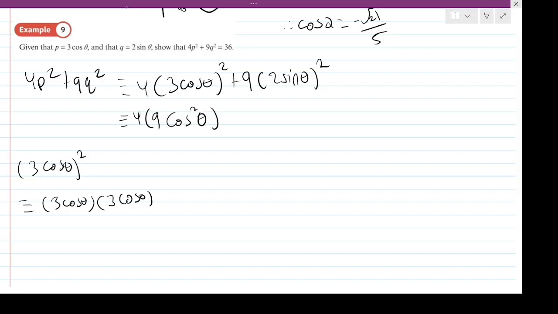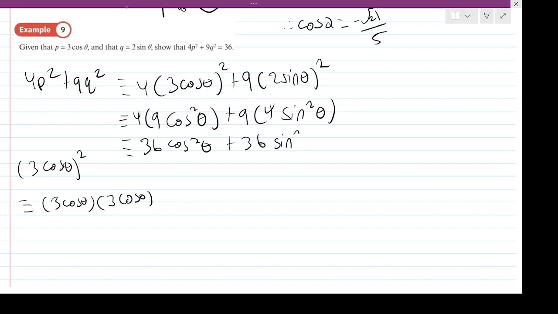There we are. And then if we do 9 and expand this bracket, well, 2 sine theta all squared is going to be 2 sine theta times 2 sine theta, which is 4 sine squared theta. And then we can expand the brackets we have. So 4 times 9 is 36 cos squared theta, and 9 times 4 is, again, 36 sine squared theta.